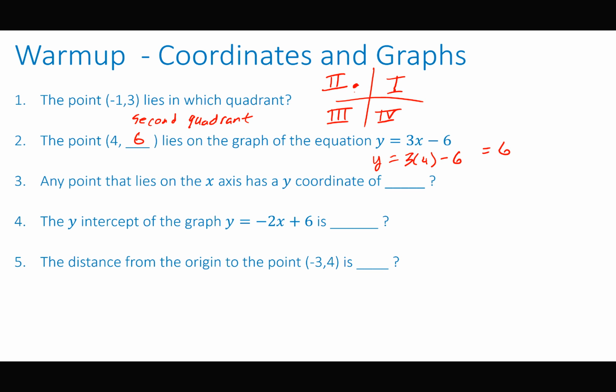Any point that lies on the x-axis has a y coordinate of what? 0. Okay, because if I'm on the x-axis, I have not gone up or down at all. So any point on the x-axis has a y-coordinate of 0. The y-intercept of the graph y equals -2x plus 6 is 6, positive 6. This gives us the y-intercept, where it's crossing, right there.